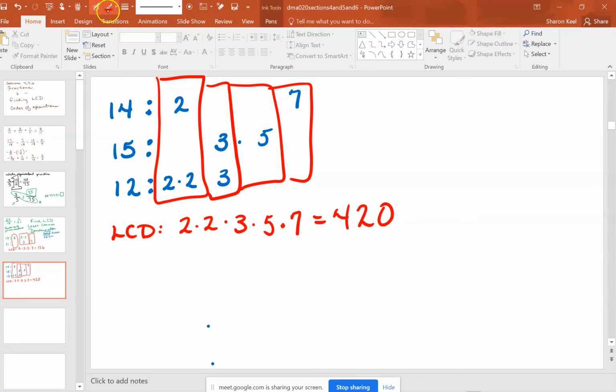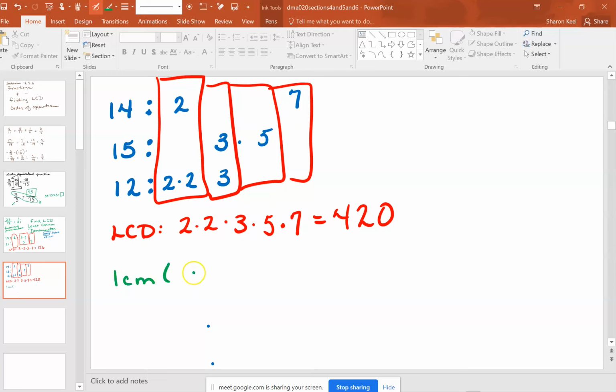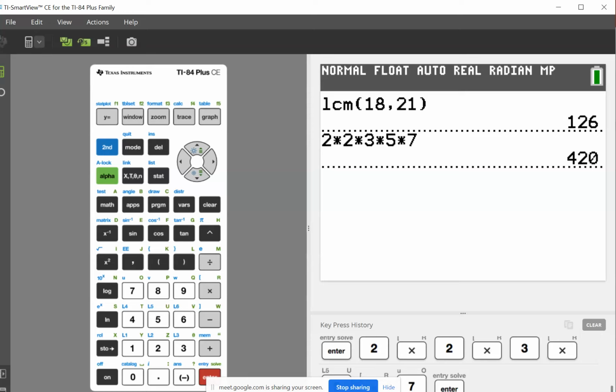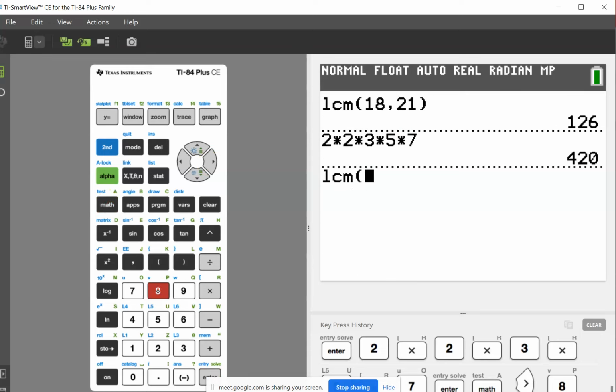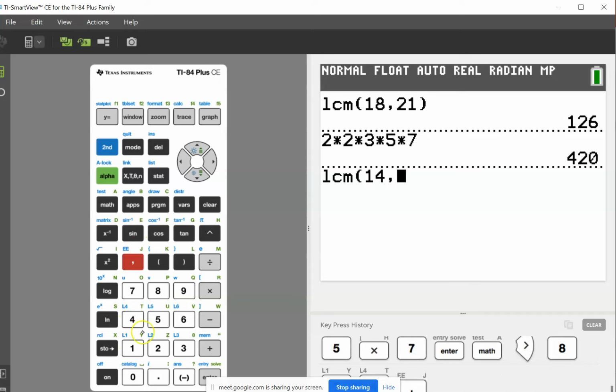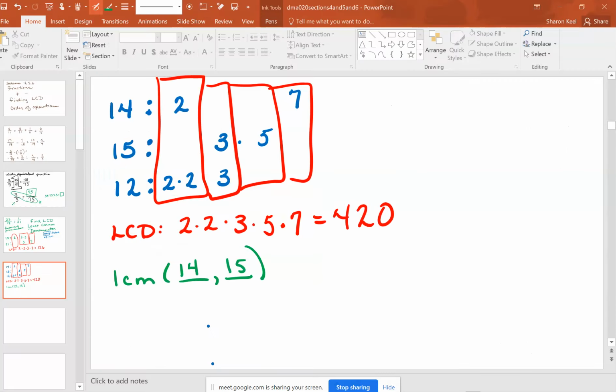Now, if we do our calculator steps to do this, let's see what that's going to look like. I'm just going to write down what we're going to be typing in. When we do this, we're first going to start by typing in the 14 and 15. You can only do 2 at a time. So math, arrow right, number 8. We're going to type in our 14 and our 15. That gives us an answer of 210.